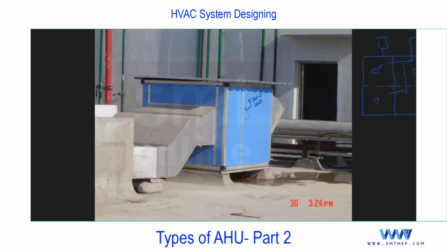This FAHU we are going to select based on the fresh air requirement of the spaces, not for the total CFM of all the spaces. For example, space 1, 500 CFM fresh air is required. Space 2, 200 CFM is required. Space 3, again 500. Space 4, say 300. So we'll select this FAHU for the summation of all these fresh CFM only.